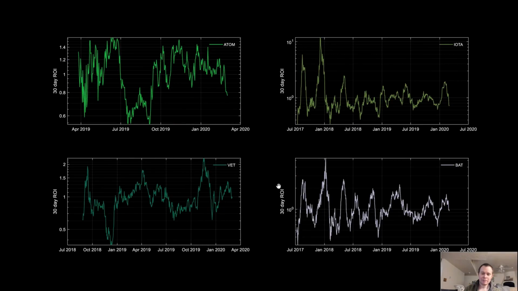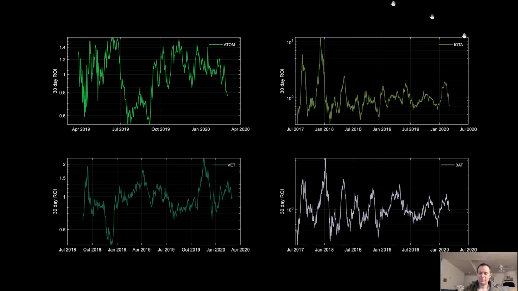Here we have Atom. It looks kind of funny just because it hasn't had a super high level of volatility, but you can see it basically has oscillated between 0.5 and 1.5, 1.6 or something like that. But you can see it came up, it came down, it came up, and it's currently coming down. I don't really think there's a whole lot to say about it, just because there's not a ton of history with it.